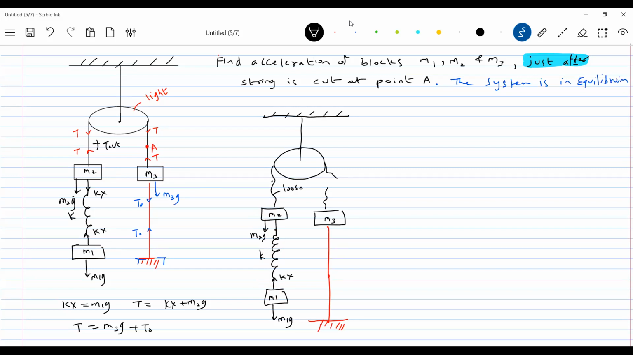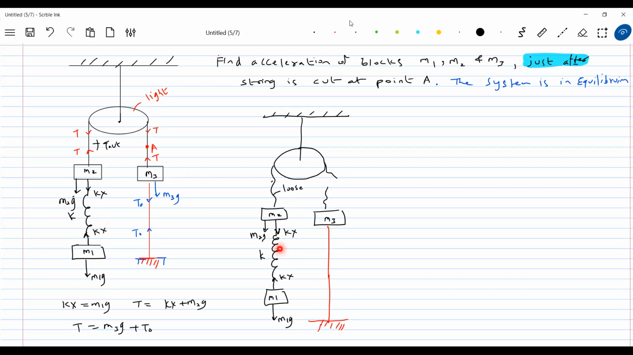Now you have to ask me, really, sir, why will the spring force not change? What is the state of M2 and M1? They were at rest, no? The moment you cut the string, from rest they'll accelerate. So what will happen to the ends of the spring? They will not undergo displacement at that instant, the moment I cut it.